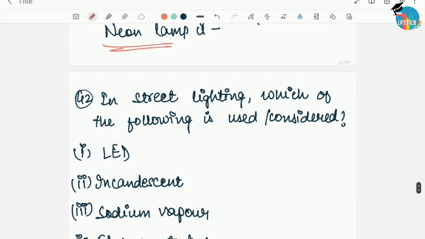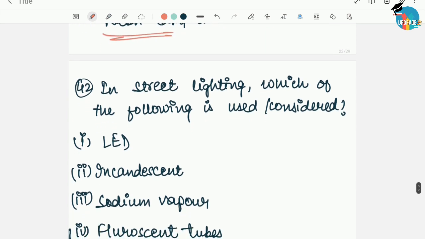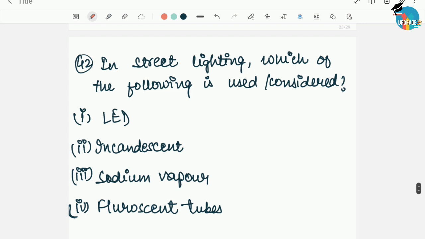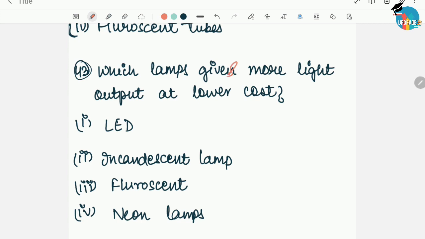Next question was, in street lighting, which of the following is used? The options were LED, incandescent lamps, sodium vapor lamp or fluorescent tubes. Obviously in street lighting we will use sodium vapor lamps. Option C was the correct answer. Question is, which lamp gives more output at lower cost? Options were LED, incandescent lamp, fluorescent lamp, neon lamps. So the correct answer is LED. Obviously the LED gives more light output at lower cost. So the correct answer is option A.